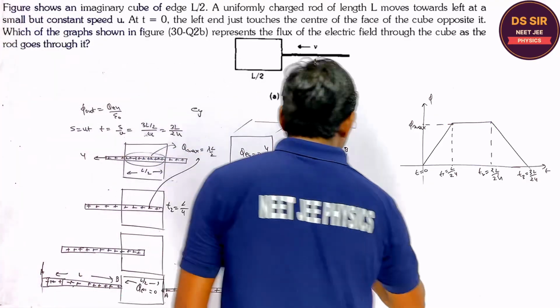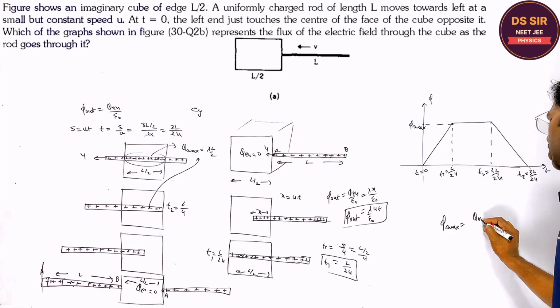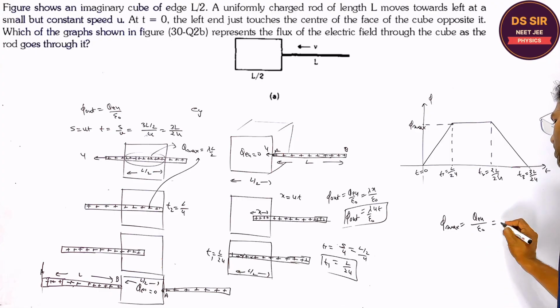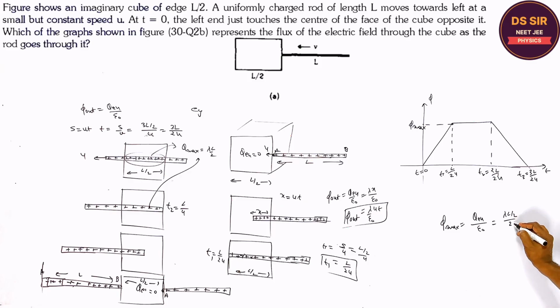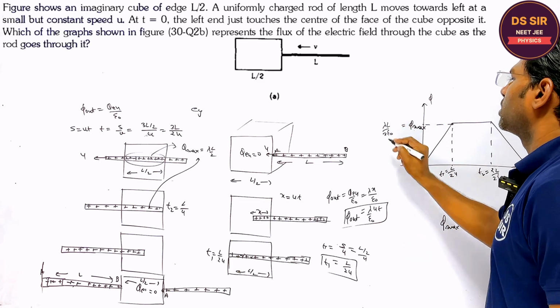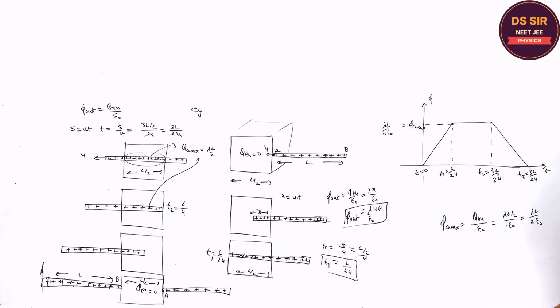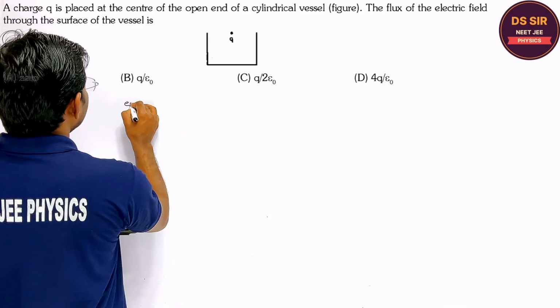And what will be the maximum flux in this case? The maximum flux will be the maximum charge enclosed divided by epsilon naught. The maximum charge enclosed is lambda L by 2, so lambda L upon 2 epsilon naught is the maximum flux, right? Although these things are not shown in the figure, they may ask in the question in this way also, right? Copy this.